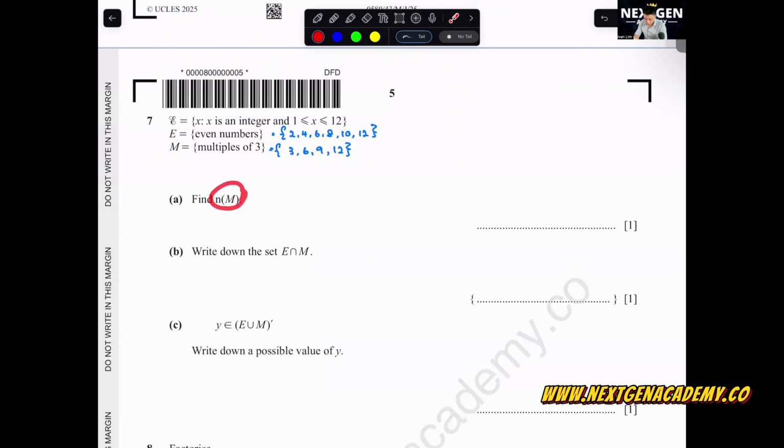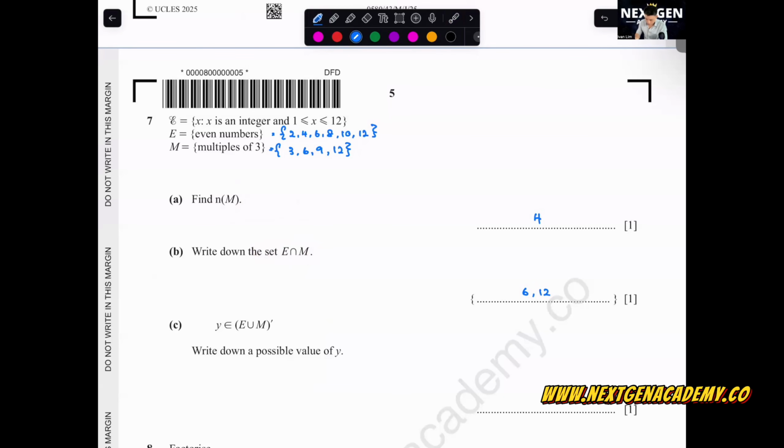So for n(M), we just count 1, 2, 3, 4. Don't go write 3, 6, 9, 12. That will be wrong. So only 4. Sometimes they may not even use the word set. They will just give you E intersect M. E intersect M means what is common between E and M. So we can find 6 and 12.